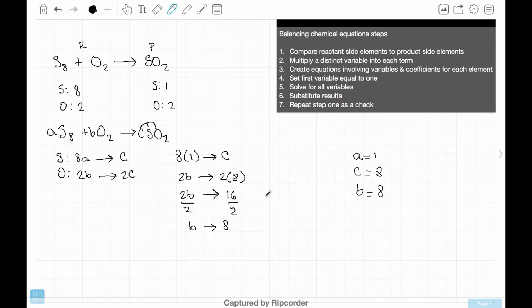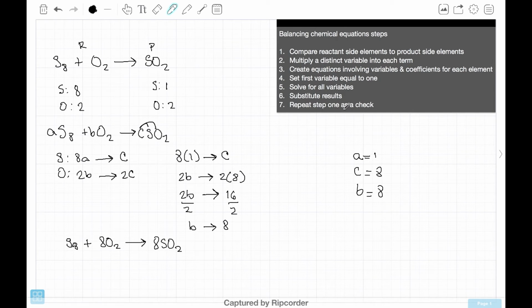So now it says substitute your results. So for A we have 1, so the first term won't change at all. S8 plus B is 8, so we're going to have 8O2. And C is 8, so we're going to have 8SO2. So now last step, repeat step 1 as a check.